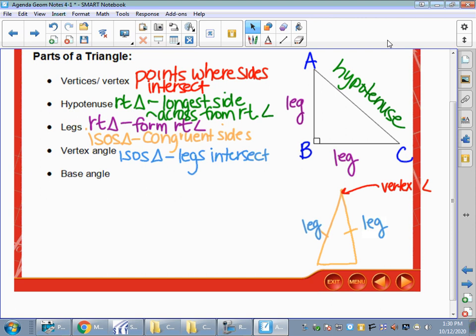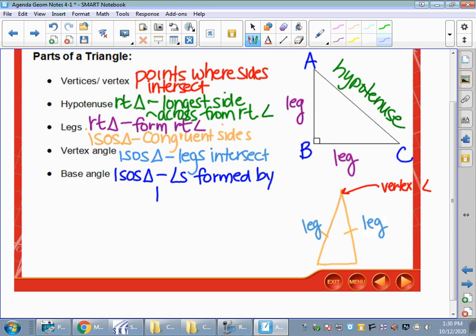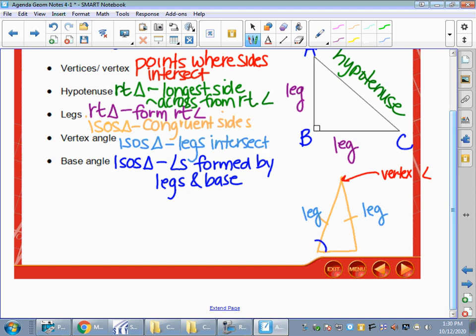And base angles are also typically just thought of in an isosceles triangle. Those are the two angles formed by the legs and the base. So in other words, in this diagram, these two angles down here would be base angles.